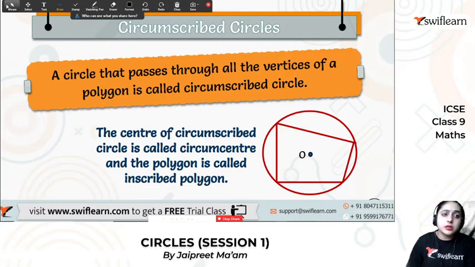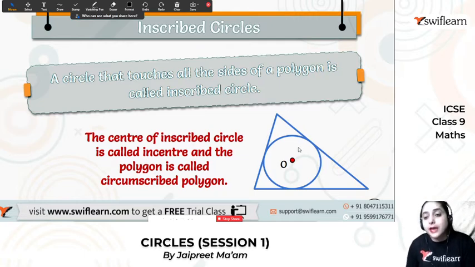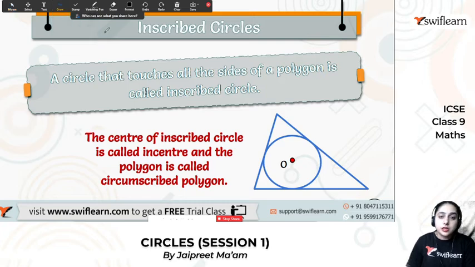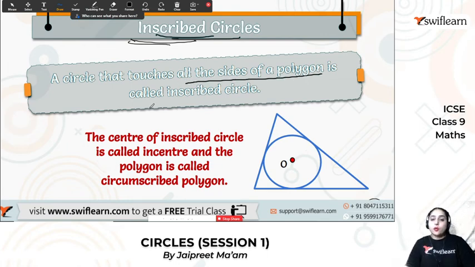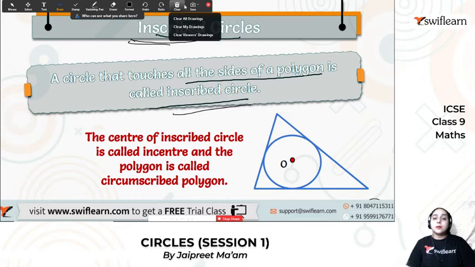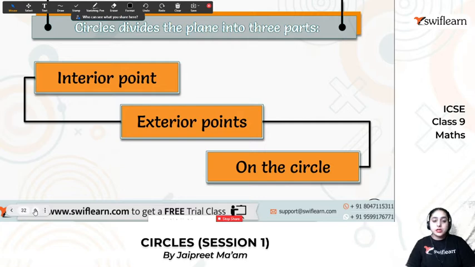And inscribed circle is just the opposite of it. The circle is formed inside the polygon and the polygon is outside the circle. This is known as inscribed circle क्योंकि किसी polygon के अंदर है. A circle that touches all the sides of the polygon is called an inscribed circle. Okay, so these were the four main types of the circle, and there are some points of the circle.